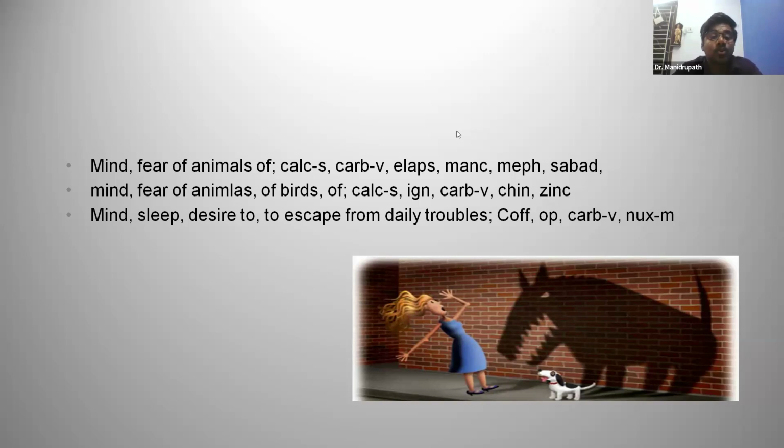Mind, sleep, desire to escape from daily troubles. Here you see the polarity state. Carbo veg cannot sleep but wants to sleep. This is the polarity of each and every remedy. Nux moschata is the remedy in sleepiness. There is one rubric in Synthesis: back pain, riding in a carriage, aggravation. Only a single remedy, Nux moschata.